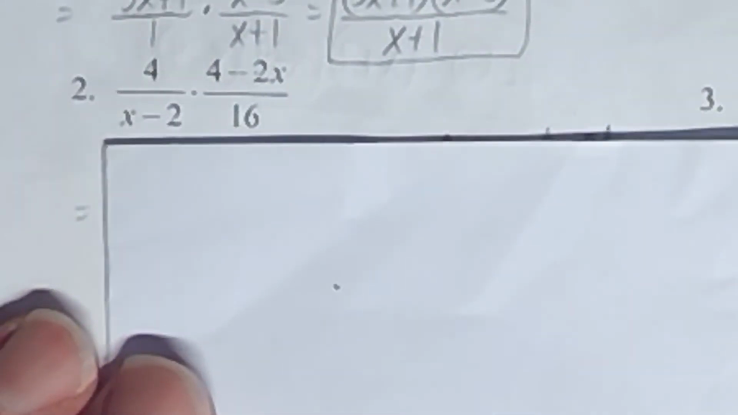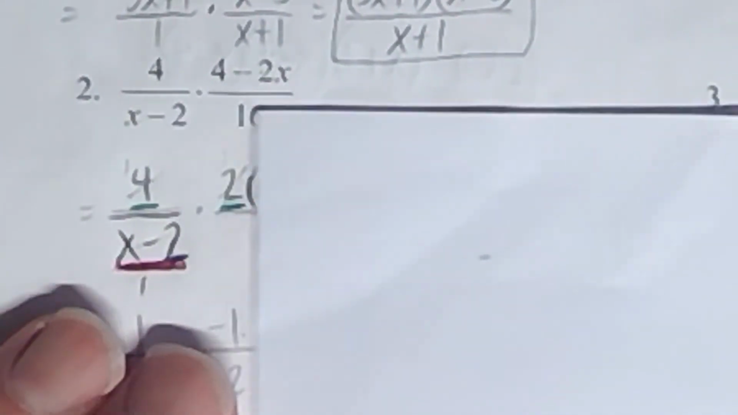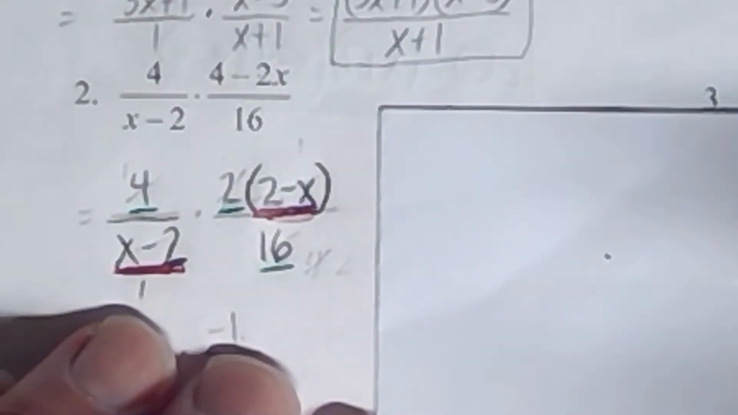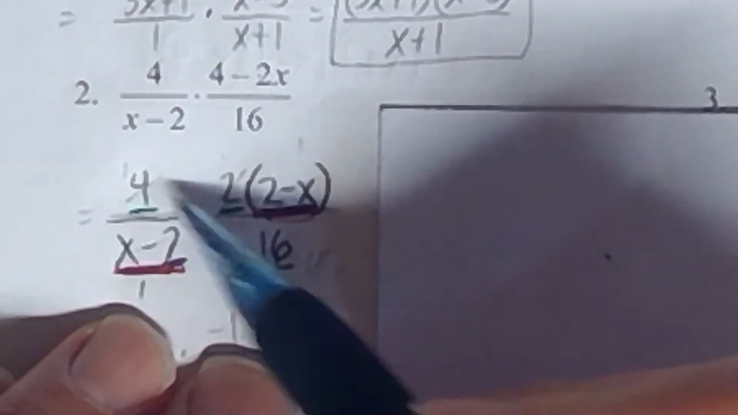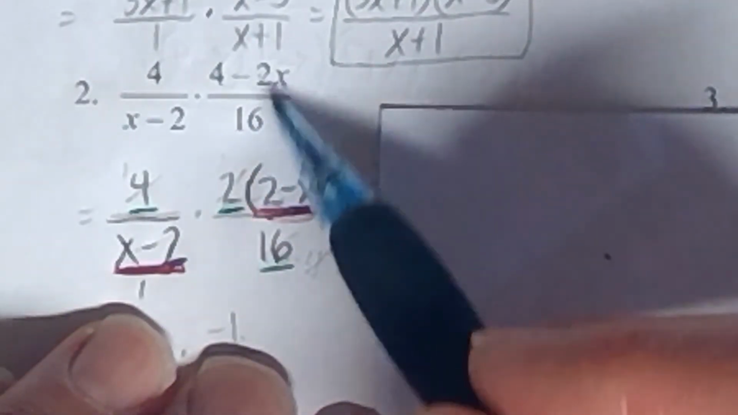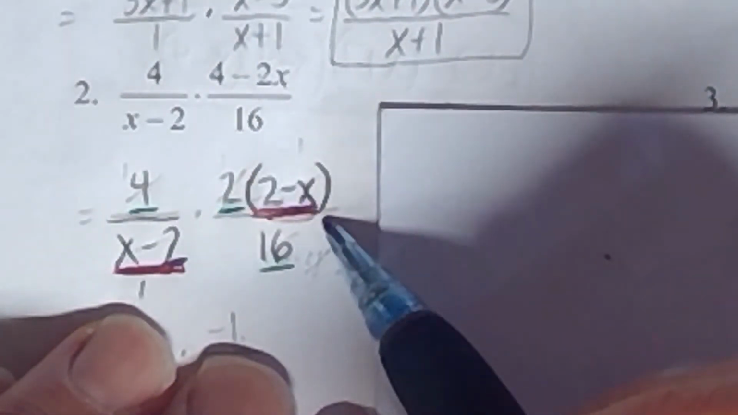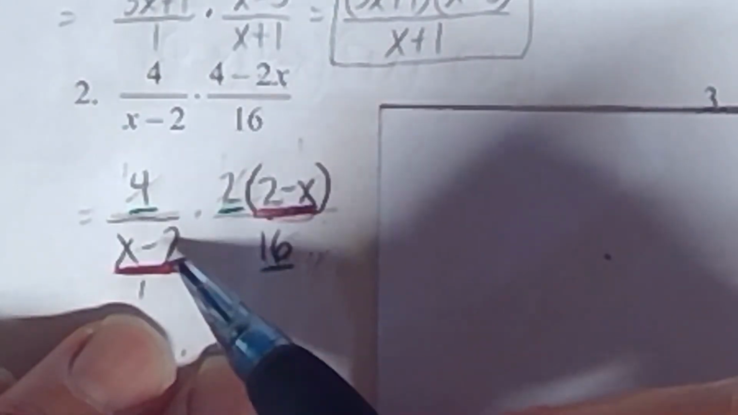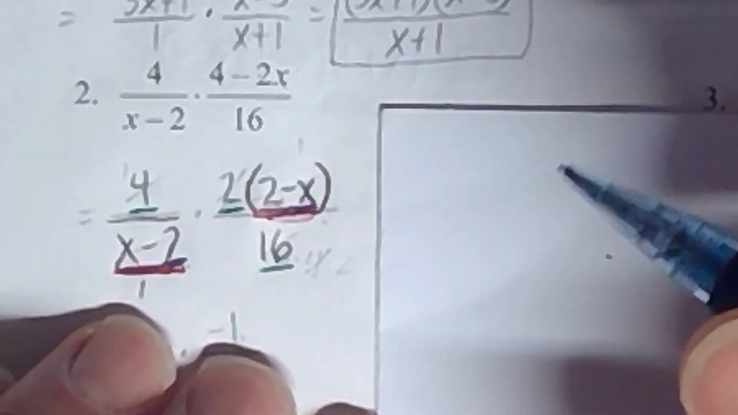So again, multiply, so I factor everything, but the 4 and the 16 do not factor. They're just single terms, so they're both green. There's a GCF on the second numerator, 2 times bracket 2 minus x. The x minus 2 is prime. Okay, what can I cancel?